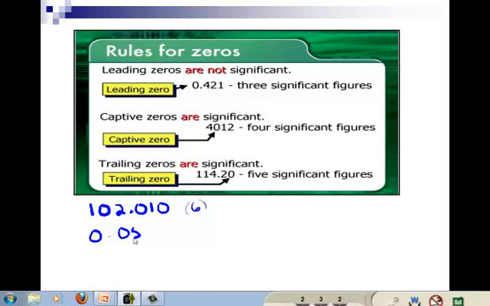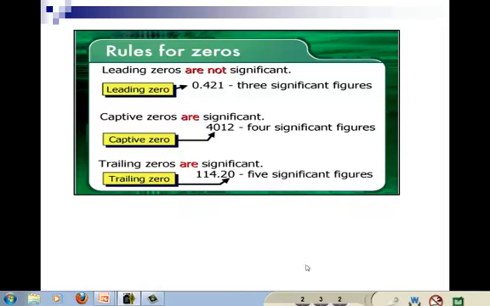What about this number? How many sig figs would be there? 1, 2, 3, 4. These two zeros are not significant. They are leading zeros. No significance. This zero is significant because it is trailing and there's a decimal point present. So there are 4 sig figs in this answer. What if I have 101.00? All 5 of these digits are significant. This zero is significant because it's between these two non-zero numbers, and these two zeros are significant because a decimal is present and they are trailing zeros.